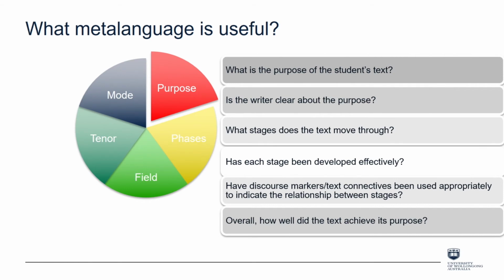That wheel, those different five dimensions, provide us with very powerful language to help us identify the strengths and the weaknesses of the students' writing. So we could look at what is the purpose of the student's writing? Is the writer clear about the purpose? What stages does the text move through? Has each stage been developed effectively?